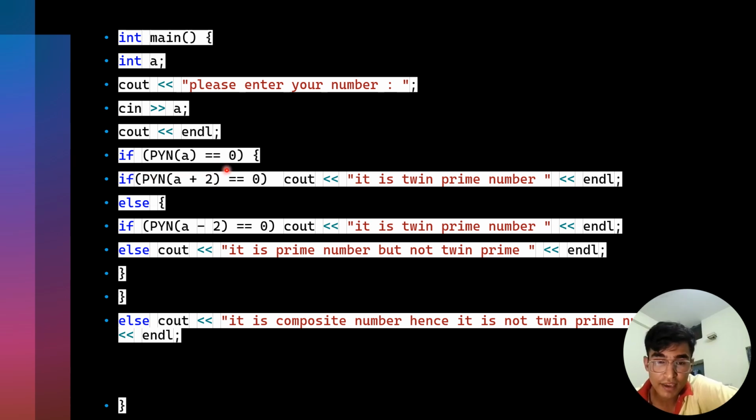Now if pyn of a is not equal to 0, that means a itself is not a prime number. So how can it be a twin prime? So the output will be: it is a composite number, hence it cannot be a twin prime number.